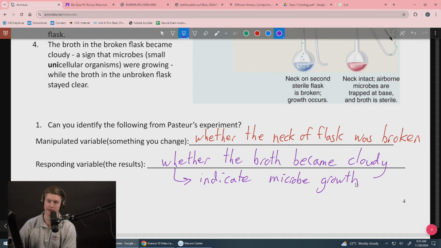And if both became cloudy, then that means that microbes could just appear out of nowhere, or you'd have to set up a different experiment to see if there was a way to seal the flask to prevent them from getting in a different way. But what this one proved was that microbes had to come from somewhere. They didn't just appear in the broth on their own.